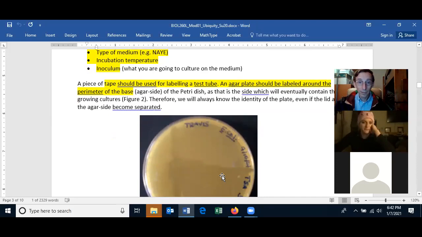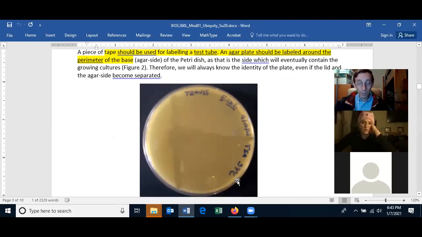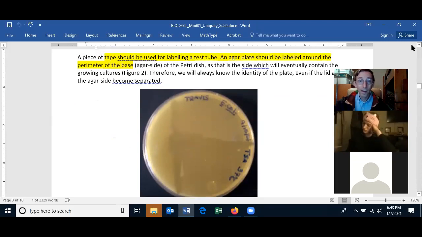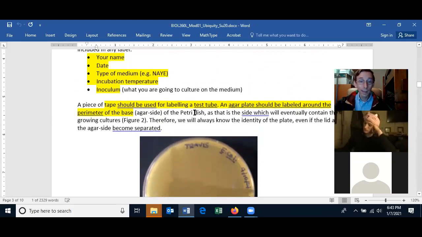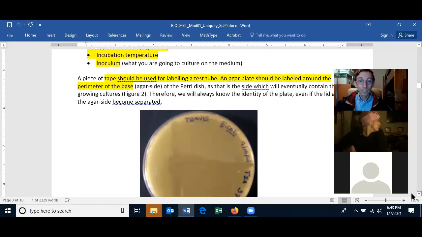For labeling a plate, you just label on the bottom of the plate, around the edge, like this. Trying to show you, this is written by Travis, E. coli. The date there, I can't read the year, but it might be 2001. And then the media, and then the temperature it's grown at. This is optional, 37 degrees Celsius. For a test tube, you label on a piece of tape and then put tape around the test tube. Any question about that? The trouble with tape is you have to remove it when you're going to discard the tube.